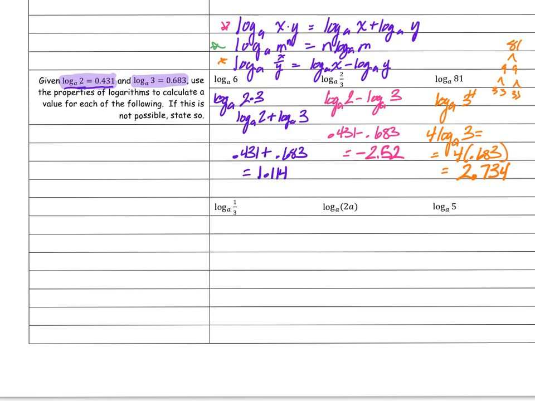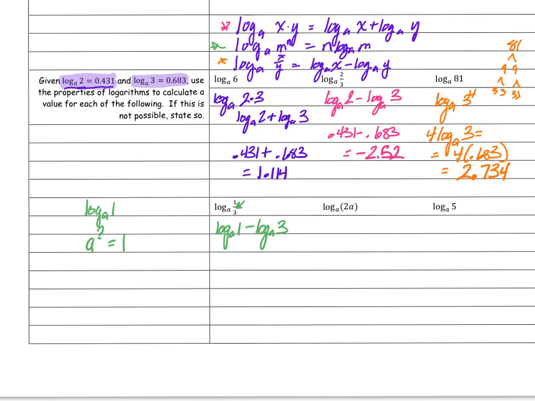Okay, so now let's go down to the next one. This is log base A of 1 divided by 1/3. So it's a divide, so I'm going to use the division property, that says log base A of 1 minus log base A of 3. Now you're going to say, oh, I don't know what log base A of 1 is. But remember, I want to come over here and write this, log base A of 1. What does this mean? This says A to what power equals 1?